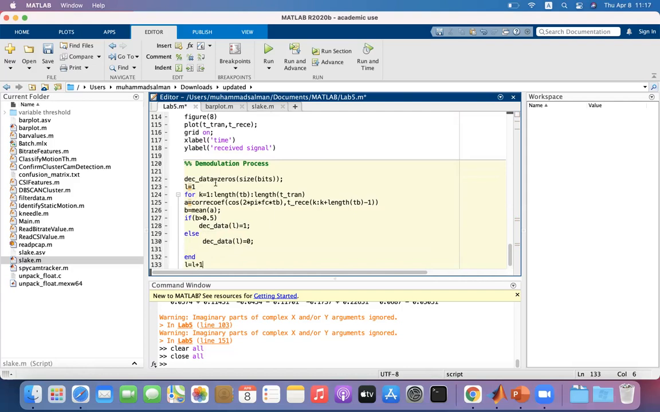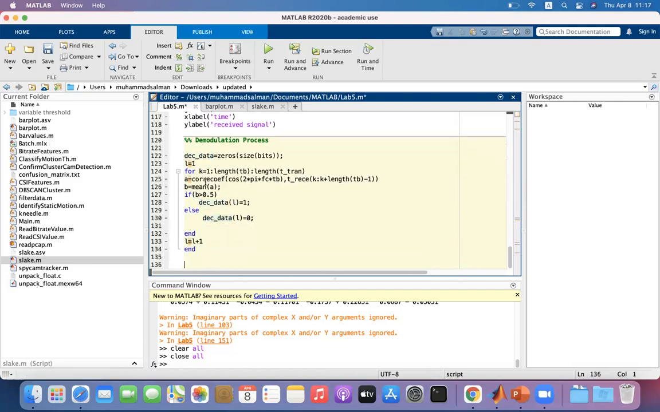So each time it should keep checking the entire length of TB, correlating these two, the received one and the predefined one. If the mean is greater than 0.5, it means that it is 1. And if it is not greater than 0.5, then it means that it is 0. And then each time it should also increment the index of the demodulated data, which we already defined there. So this is it.